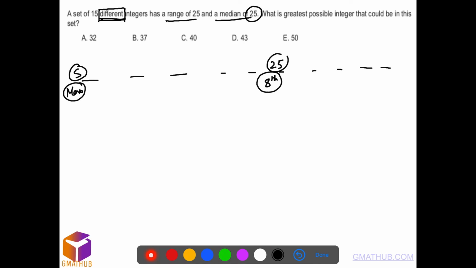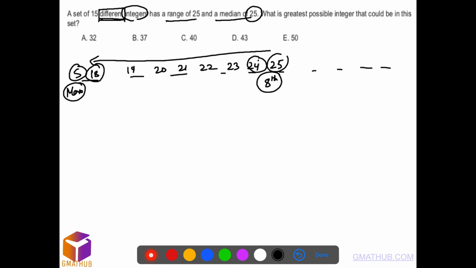Let's see. So if we reduce, from the median to the smallest number, it will be a reducing set. So if we reduce each number by 1, smallest comes out to be 18. Now all are integers. So the numbers cannot be 24.5 or 23.5. They have to be integers. So the minimum we can reduce is 1 from each term to get the previous term. So in that case, 18 is the maximum possible value of the smallest number.